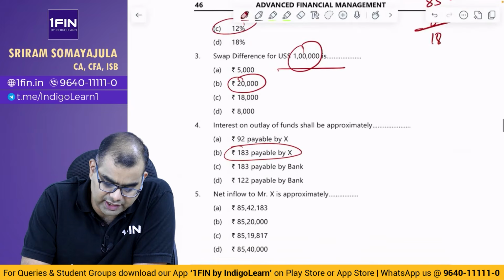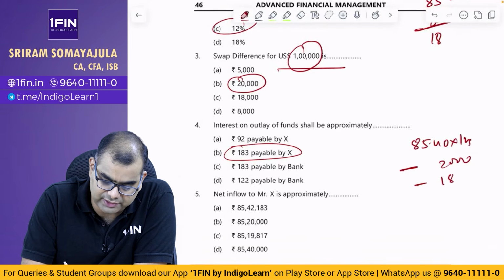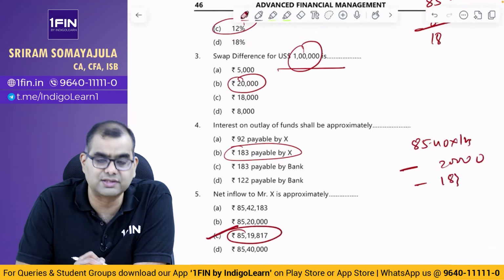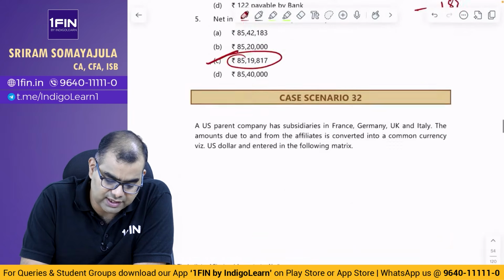He is going to get 85.40 into 1 lakh, minus 20,000, minus 183. So he'll get 85 lakhs 19,817. This is what he'll get. Answer is C. Okay, next case scenario 32.